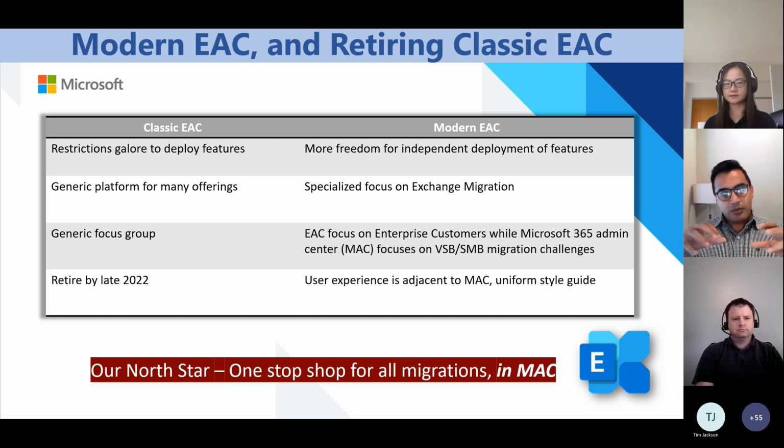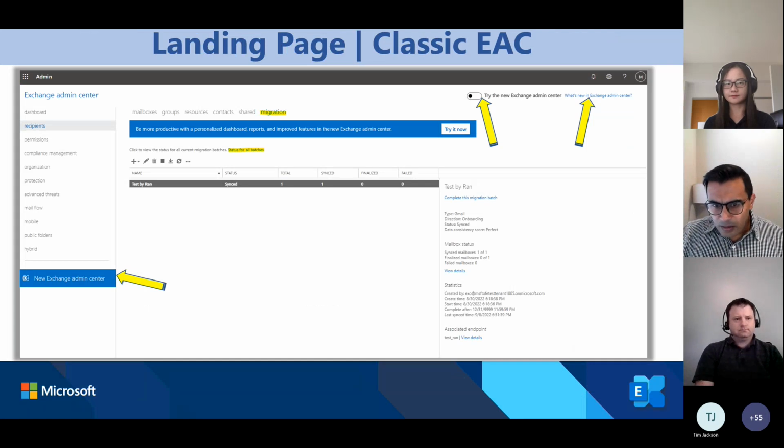We also wanted to bring the experiences closer between the M365 Admin Center, which some of you might know as MAC, and EAC. So now, if you're moving between either of those systems in your day-to-day admin responsibilities, you will see a similar experience. Our North Star is that we want to have all migration someday, which we're planning for and have in the works, in MAC. So with that, I'm going to the next slide. For some reason my transitions are not working, but we'll figure that out later.